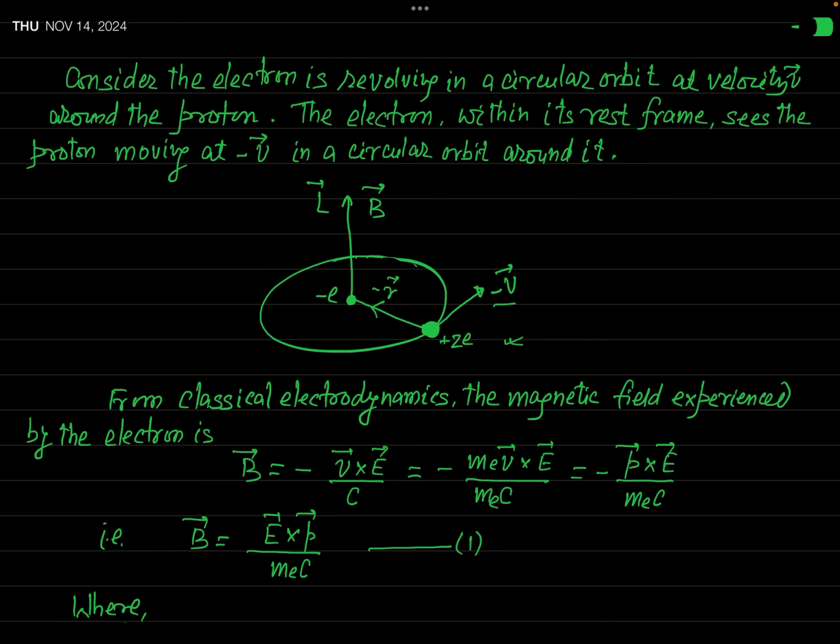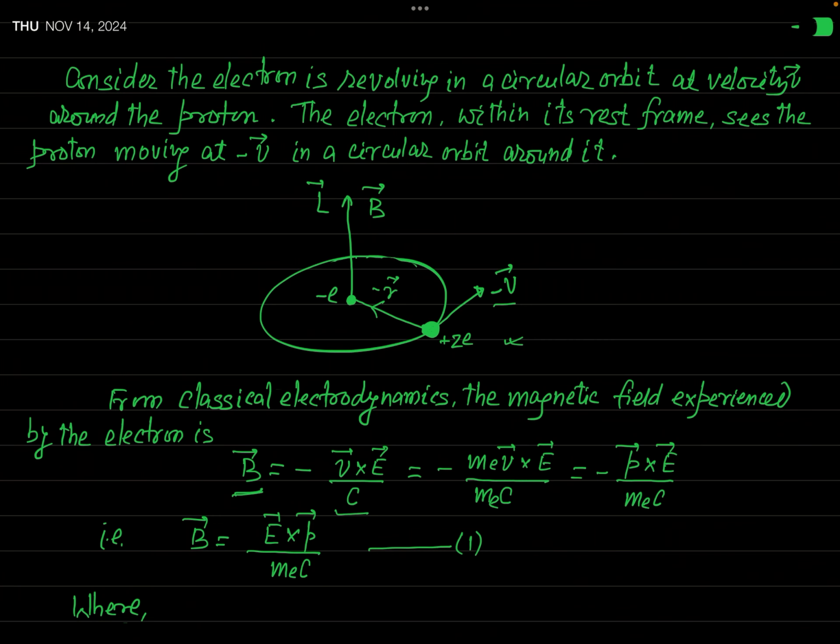If B is the magnetic field which is produced by the proton, and in this field there is the electron, that electron actually experiences this magnetic field, which is given by minus v cross E over c.